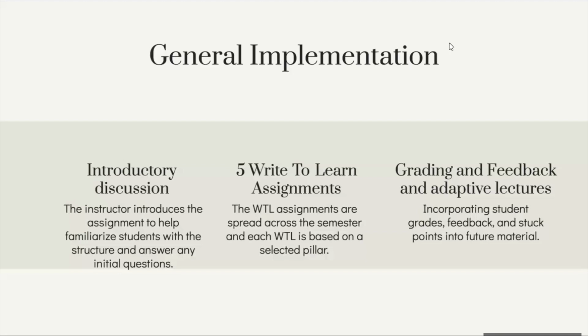As we move through the different pillars over the course of the semester, we have the Right to Learns spaced out to go along with those pillars. So the assignments are going to be spread across the semester, and each Right to Learn is based on the pillar or the unit that we just went over. Typically, this means that the Right to Learn assignments are due about every 2 to 2.5 weeks.